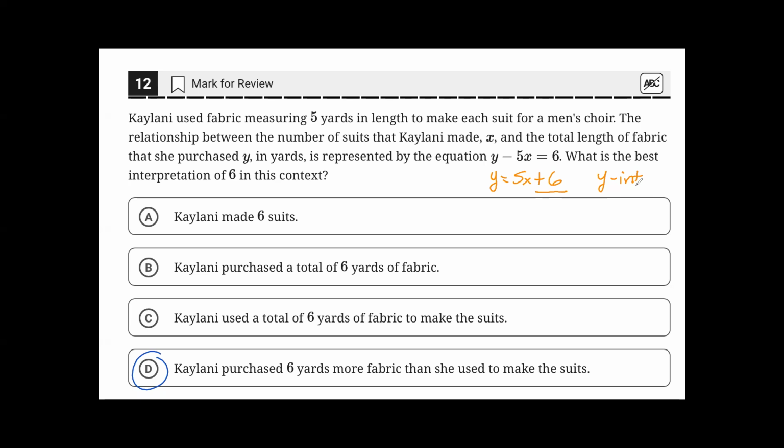So in other words, it could be assumed that Kaylani started with 6 yards of fabric before even starting to make suits. And again, looking at each of the answer choices, the only one that would even mention having 6 yards of fabric in addition to the yards she used to make the suits is choice D, where she had 6 more yards of fabric than she used to make the suits. So that is why choice D is the correct answer.